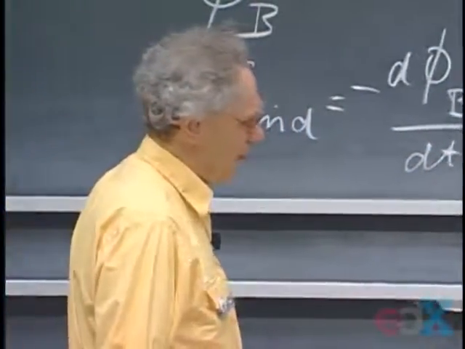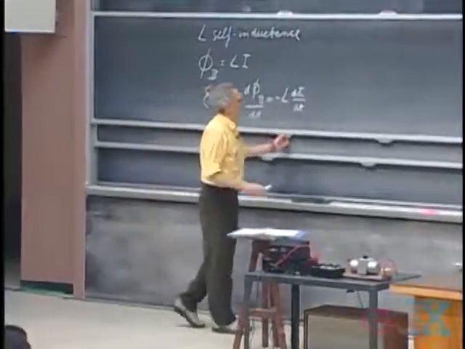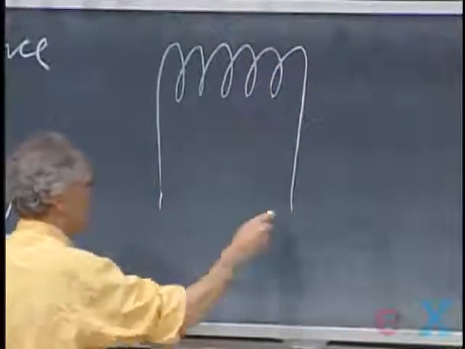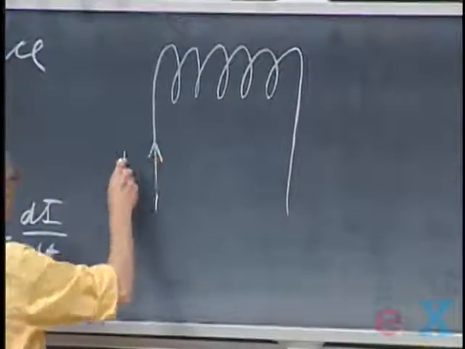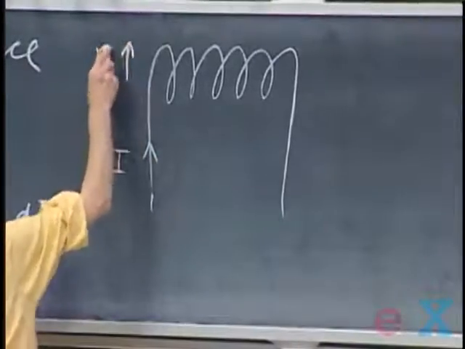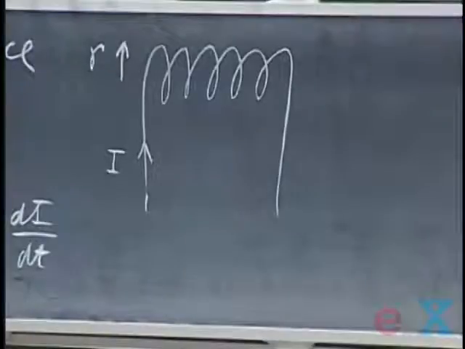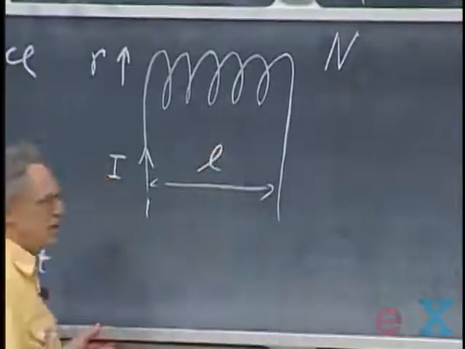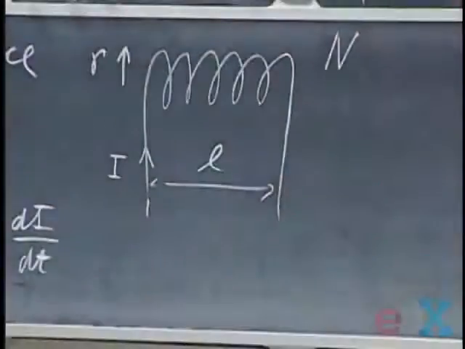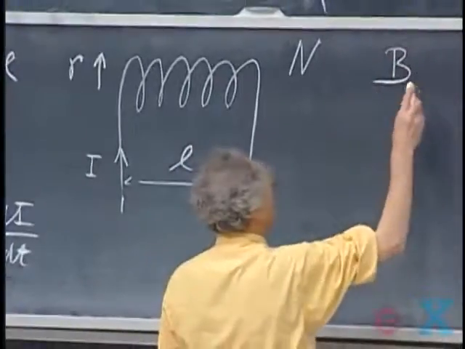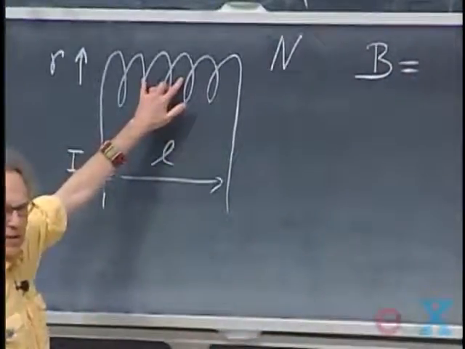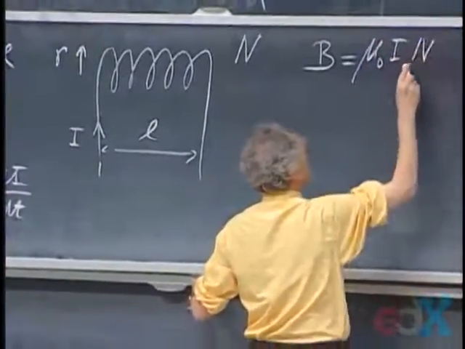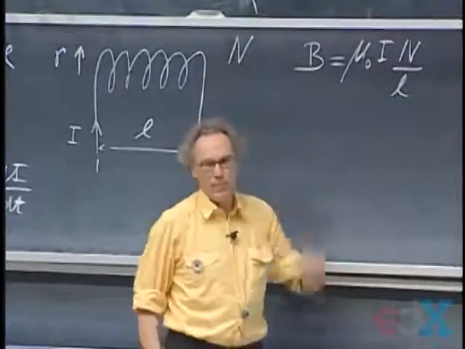I will calculate for you a very simple case of the self-inductance of a solenoid. Let this be a solenoid, and this is a closed circuit, and we run a current I through the solenoid, and the radius of these windings is little r. Let's say there are N windings, and the length of the solenoid is little l. Perhaps you remember that we earlier derived, using Ampere's law, that the magnetic field inside the solenoid is mu0 times I times capital N divided by l. This is the number of windings per meter.